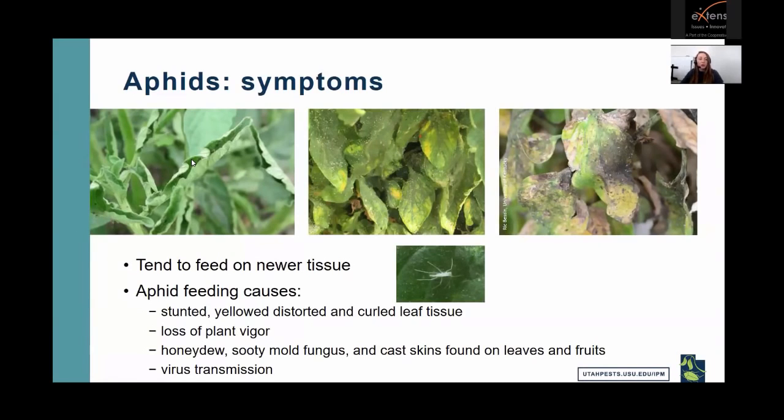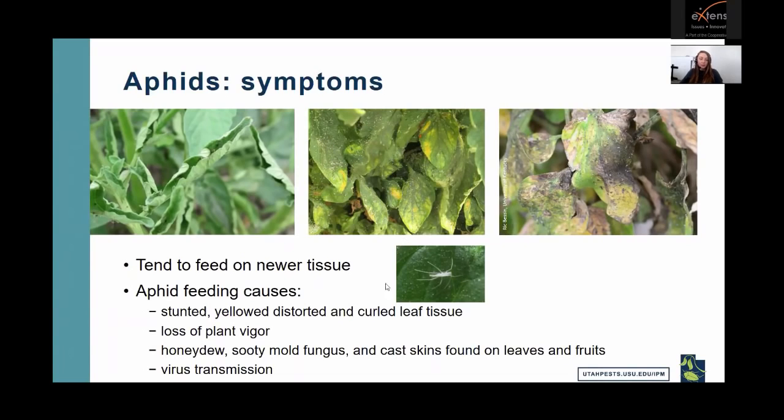Symptoms of aphid feeding will usually be on newer leaf tissue, and some of the symptoms are stunted or curled leaves, which if the leaves curl, that can protect them from insecticides. Yellowed or distorted leaves, chlorotic leaves, you can see here in this picture. Loss of plant vigor. They also secrete a honeydew, that's this sticky, clear substance that can attract sooty mold. This is sooty mold right here. And they also leave their cast skins behind, so that's another form of identification. This is a close-up of that, and you can see all the little white dots in this picture are those cast skins.